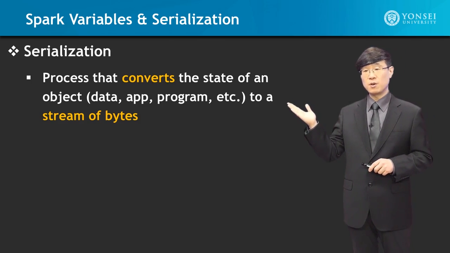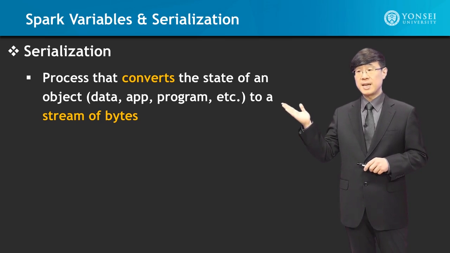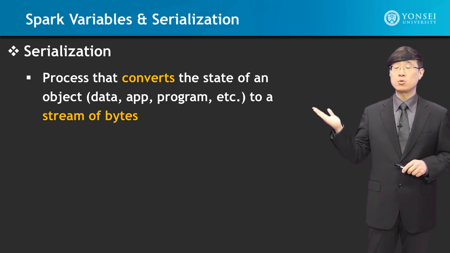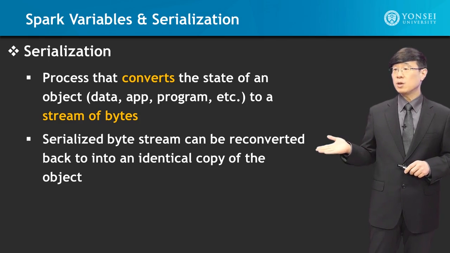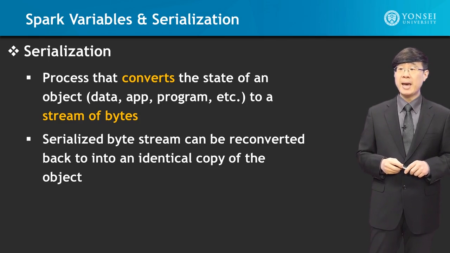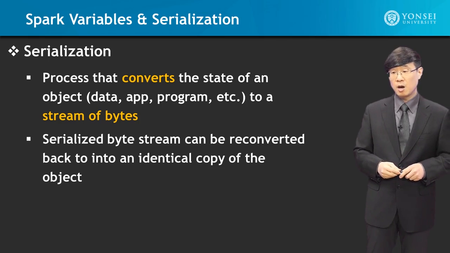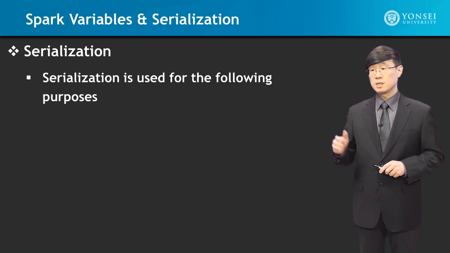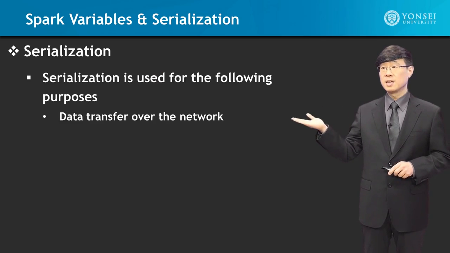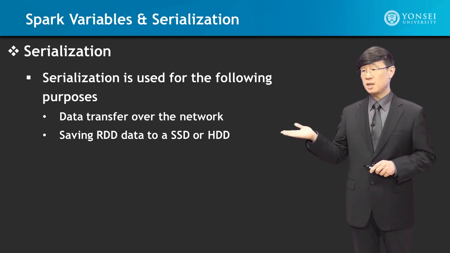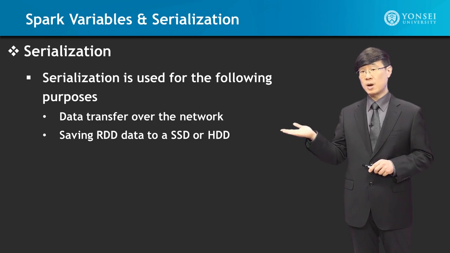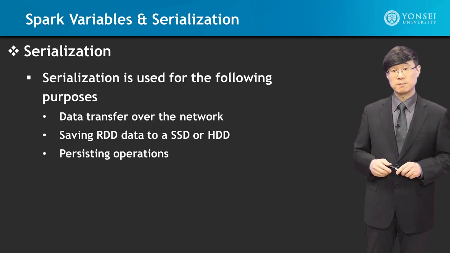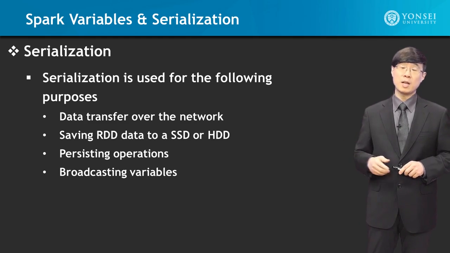Serialization is a process that converts the state of an object, which is a database, an app, a program, or something else, into a stream of bytes. Serialized byte stream can be reconverted back into the original identical copy of the program or the object or the database. Serialization is used for the purposes of data transfer over the network, saving RDD data to a solid-state drive or a hard disk drive, and persisting operations. In addition, it's used for broadcasting variables.